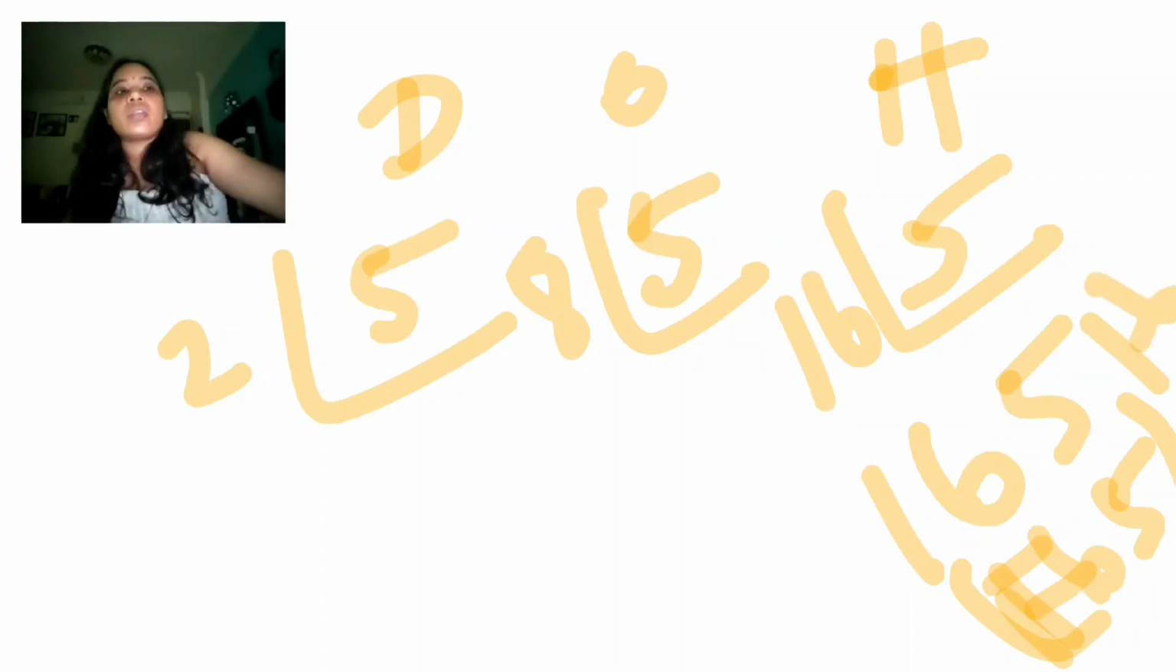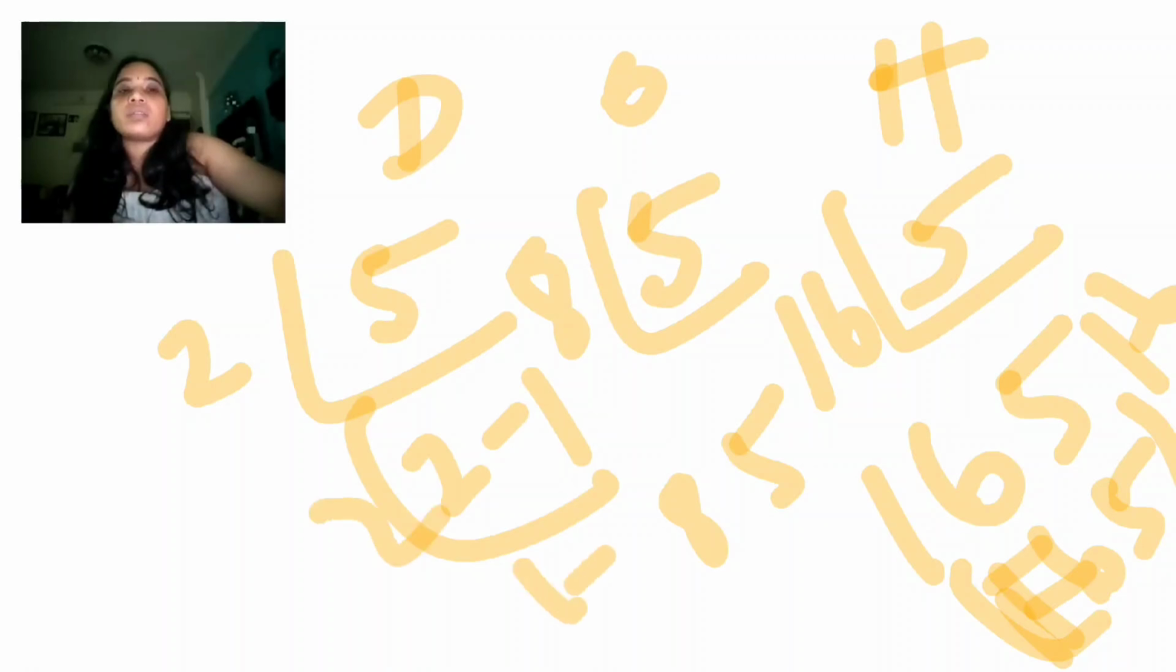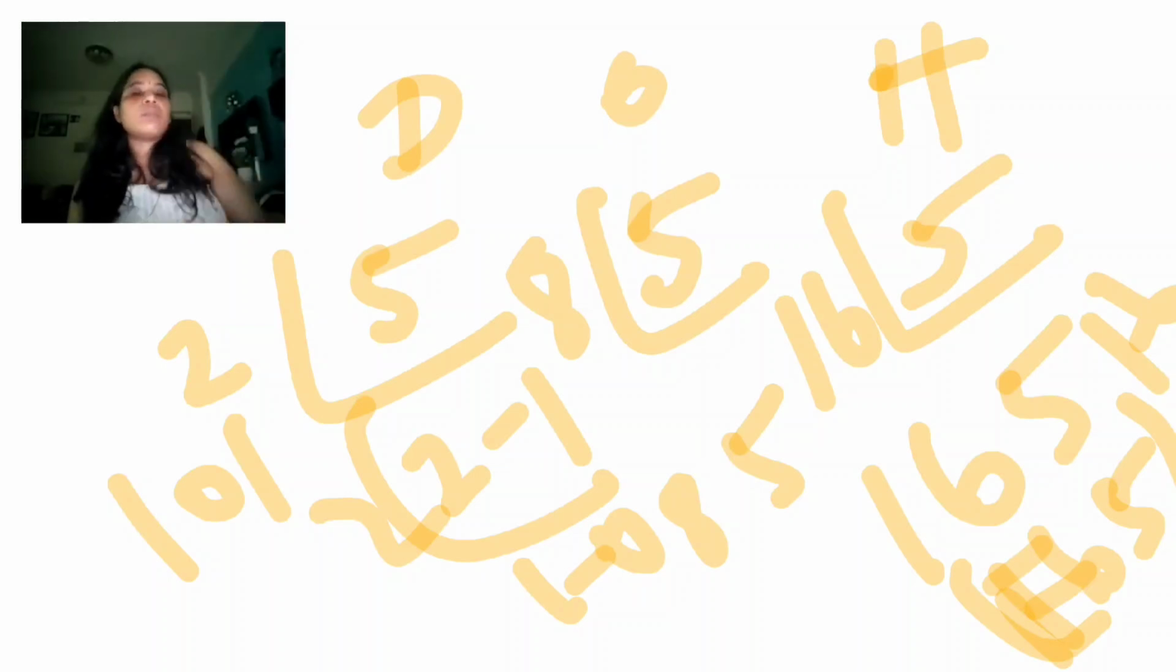Here you can get 85. And dividing by 2 we get remainder 1 and 1, so the answer is 101. That is the binary value of 5.